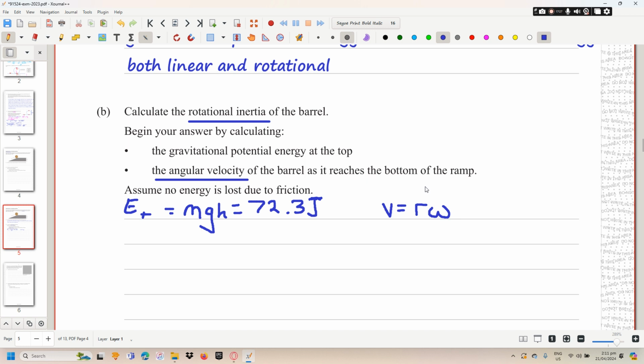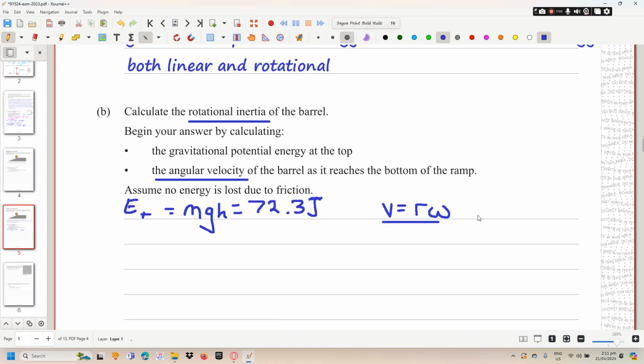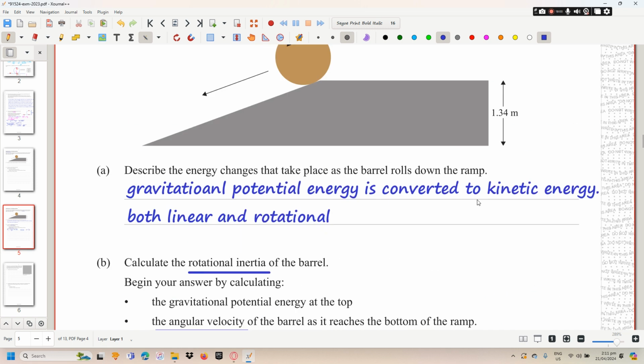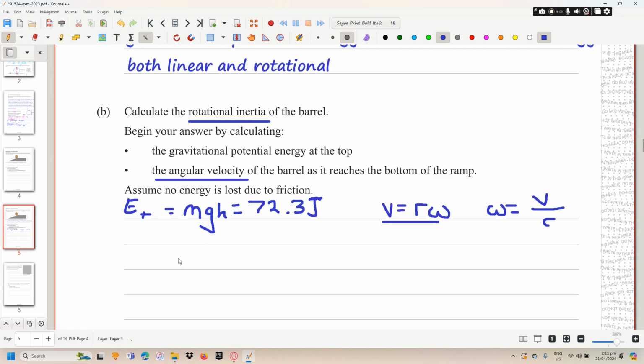So, that is right. Whenever you convert, velocity and angular velocity are the same thing, just in linear and rotational motion. Like d is equal to r theta, and acceleration is equal to r alpha. So v is equal to rw, yep. Which means that w equals v over r. Now at the bottom, it's going 3.4 meters per second linearly.